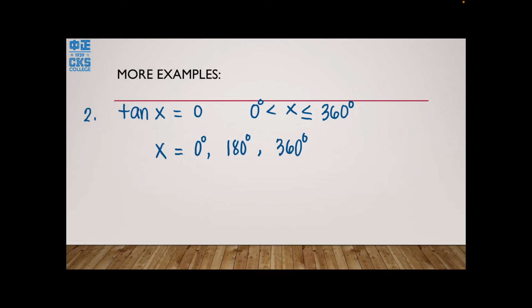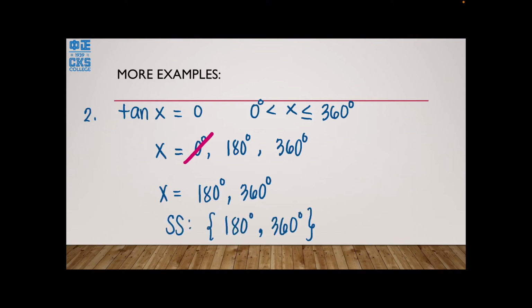Okay, but then if you will look at the given interval, 0 is not included. So we get rid of 0. Therefore, we only have two values. And we write our solution as solution set consisting of 180 and 360 degrees. So this is example number 2.